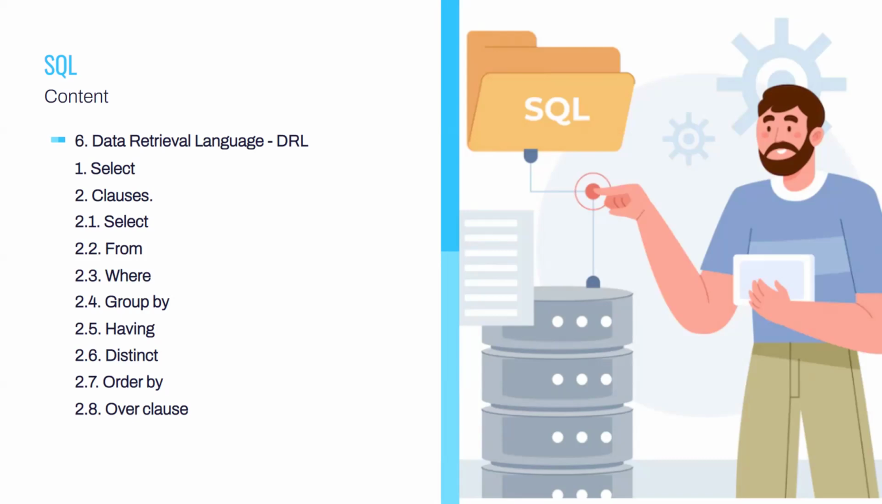We have group by clause to group the data based on the given key. And then we have the having clause. What will the having clause do? It will filter the grouped data based on the given condition.